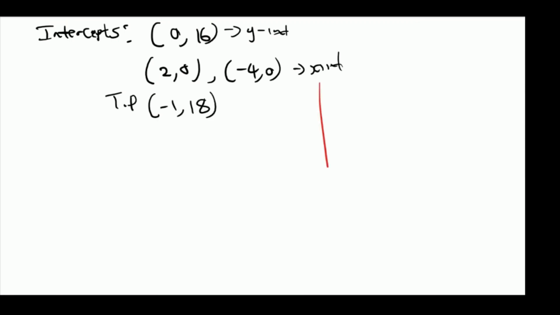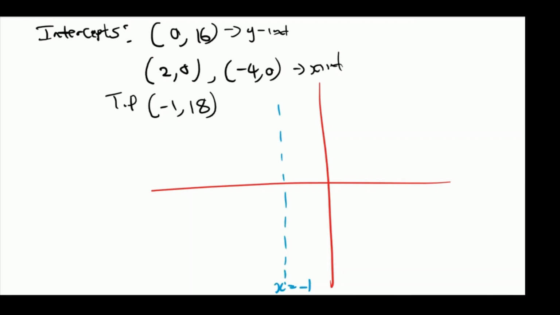So to draw our function, it's going to look like this, and we indicate our turning point of minus 1. So meaning our minus 1 will be somewhere here, x equals minus 1, and our 18 would be somewhere here. So this is our turning point. So our y is equal to 18. This is our turning point of minus 1 and 18.